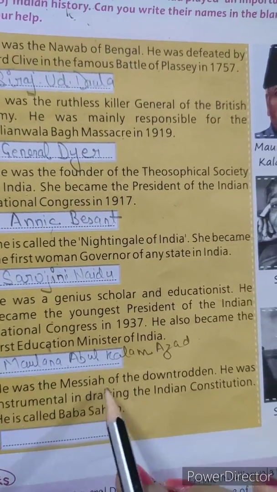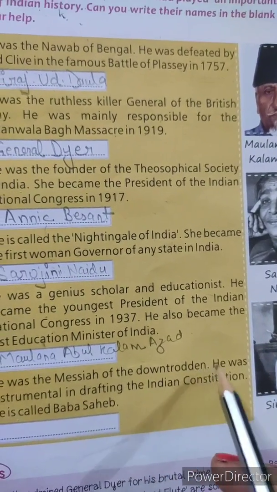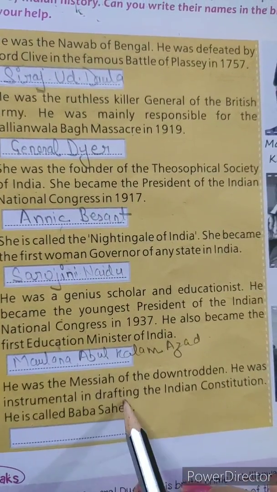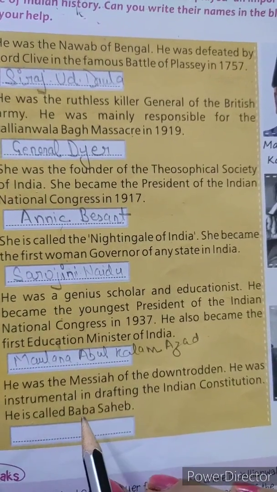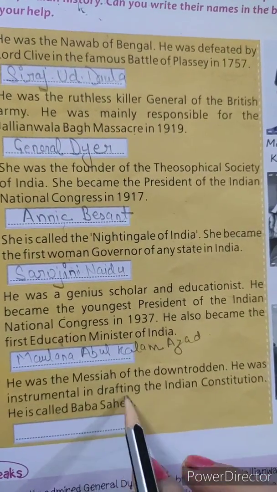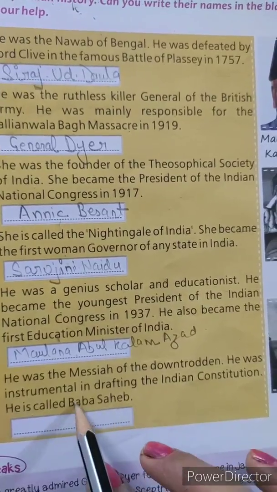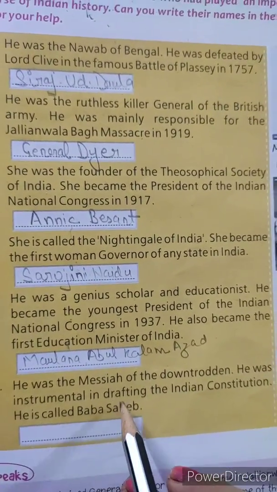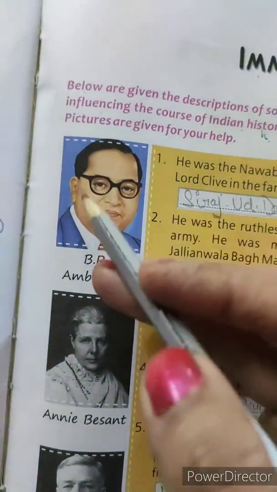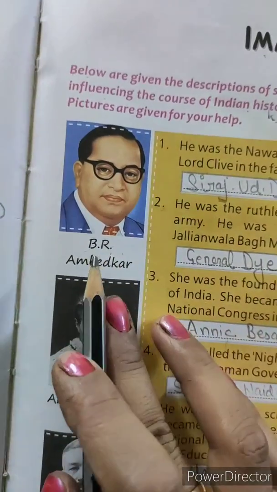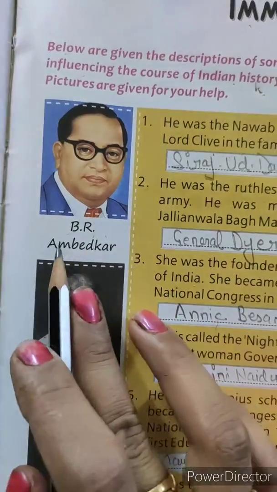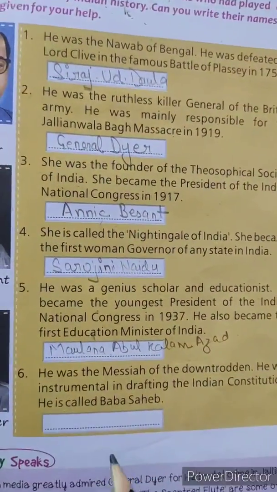Now 6th and the last one. He was the messiah of the downtrodden. He was instrumental in drafting the Indian Constitution. He is called Baba Saheb. I know that you all are familiar with this term Baba Saheb. So he is none other than B.R. Ambedkar. The full form of B.R. Ambedkar is Bhim Rao Ambedkar. Dr. Bhim Rao Ambedkar.